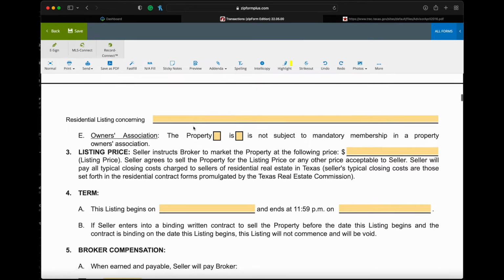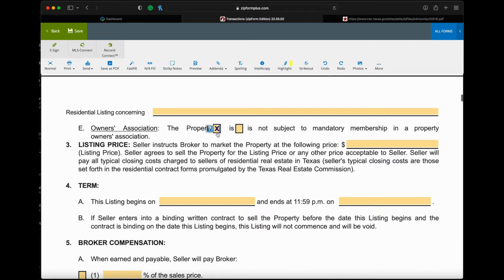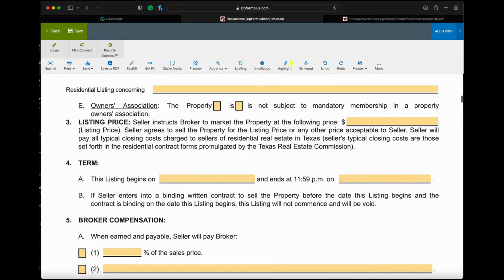Homeowners Association: either the property is or is not part of an HOA. This is very important. If it is an HOA, you have to have those proper documents for that, and have them acquire them. So do find out if it is or if it's not an HOA.